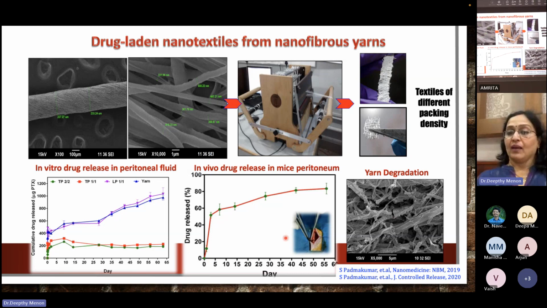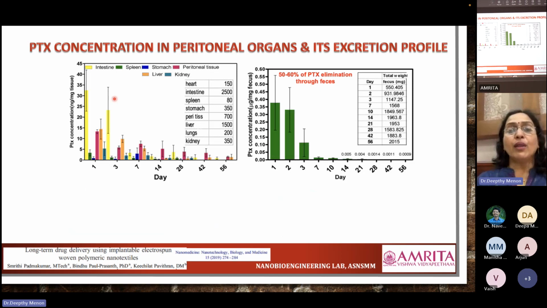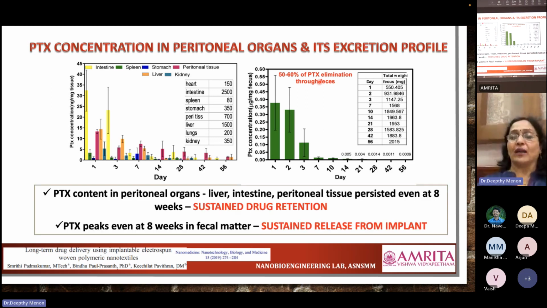So we are there. We got very good publications with all this, and we understood that all the organs which are there in the peritoneal cavity had drug concentration even up to 60 days. And even up till 60 days, we could detect drug concentration in the feces, because paclitaxel is one drug that gets majorly eliminated through feces. So only if the drug is present within can it get eliminated. So we understood a big point, that we are getting a sustained drug retention and release from the implant. So that was a good point.